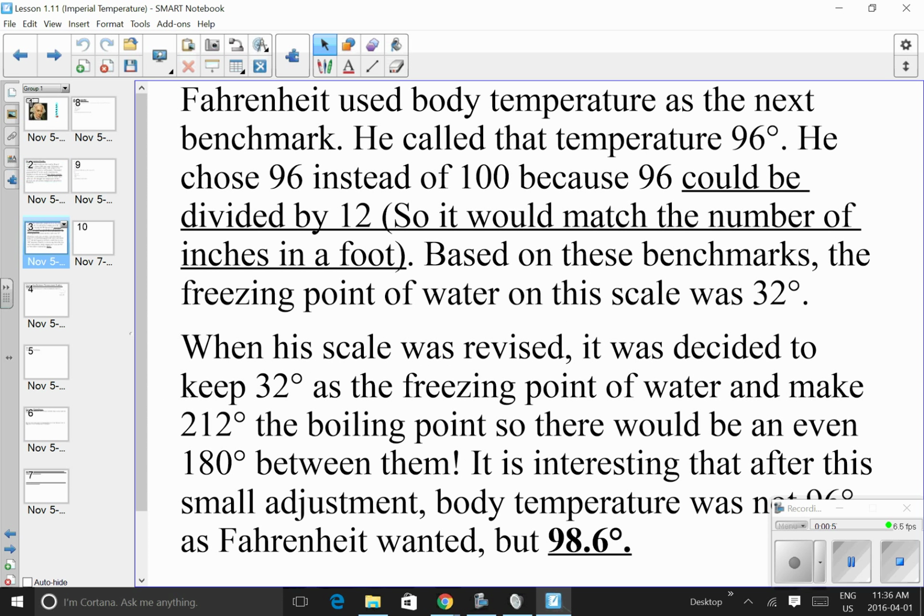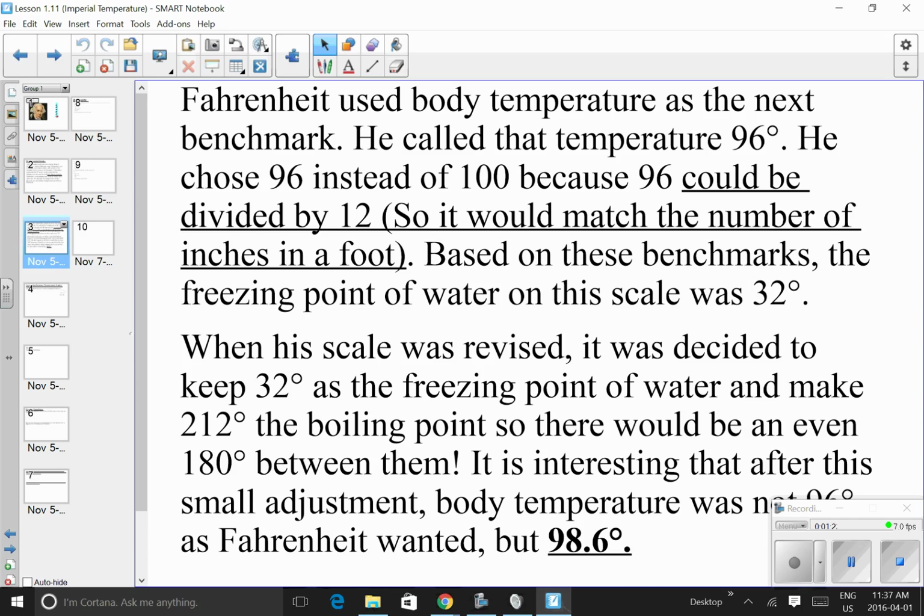He used body temperature as his next benchmark. He called body temperature 96 degrees. He chose 96 instead of 100 because 96 could be divided by 12. This way it would match the numbers of inches in a foot. Based on these benchmarks, the freezing point of water was 32.